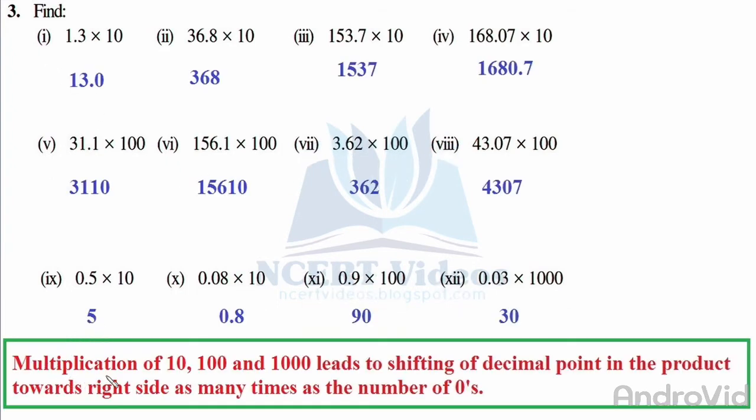In this question and in this chapter, you have learned that multiplication by 10, 100 and 1000 leads to shifting of the decimal point in the product towards the right side as many times as the number of zeros that appear. So what does it mean? It means first is 1.3 into 10. So you need not go with the long form of multiplication, that is first converting it into fractions like 13 over 10 and then multiplying.